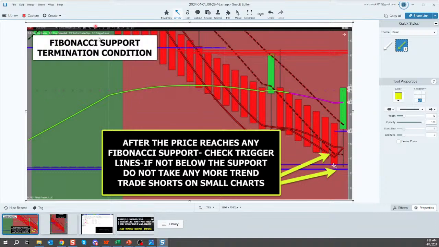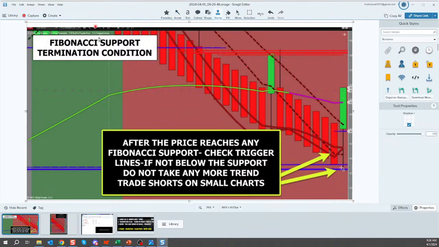In this case, it's support. When price reaches Fibonacci support, all you have to do is check the trigger lines. And if they're not below support, don't take any more trend trade short on the small chart. How easy is that? That's like the easiest rule to ever remember. If price reaches the area and the triggers remain above support, don't go short. This is an area that may stop the market. This is an area that may create an untradeable bounce. This is an area that may reverse the market.